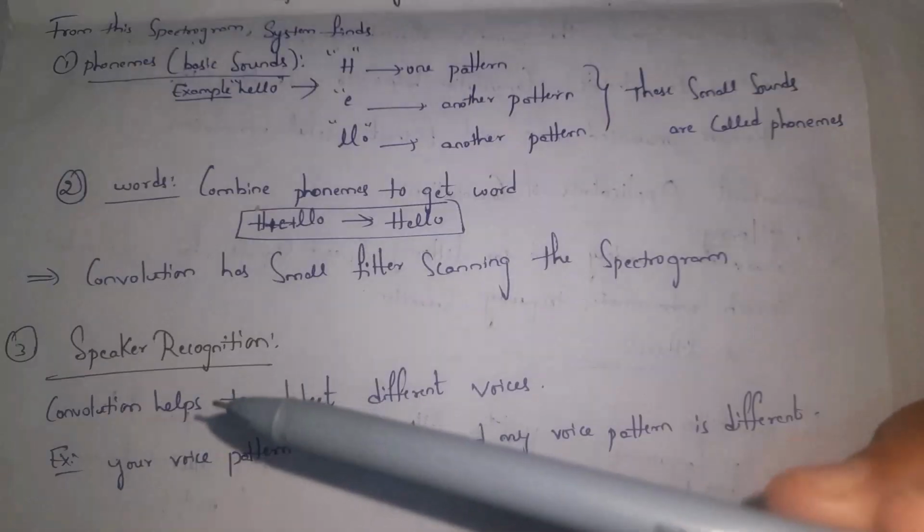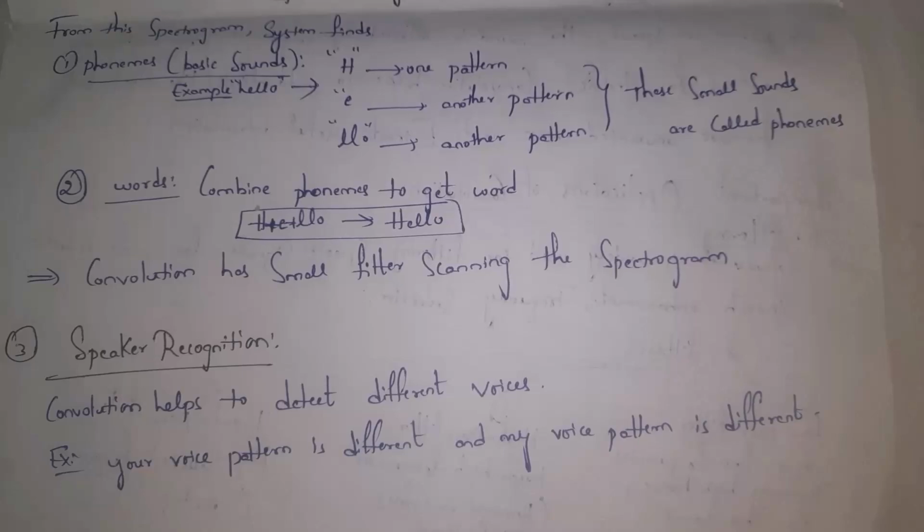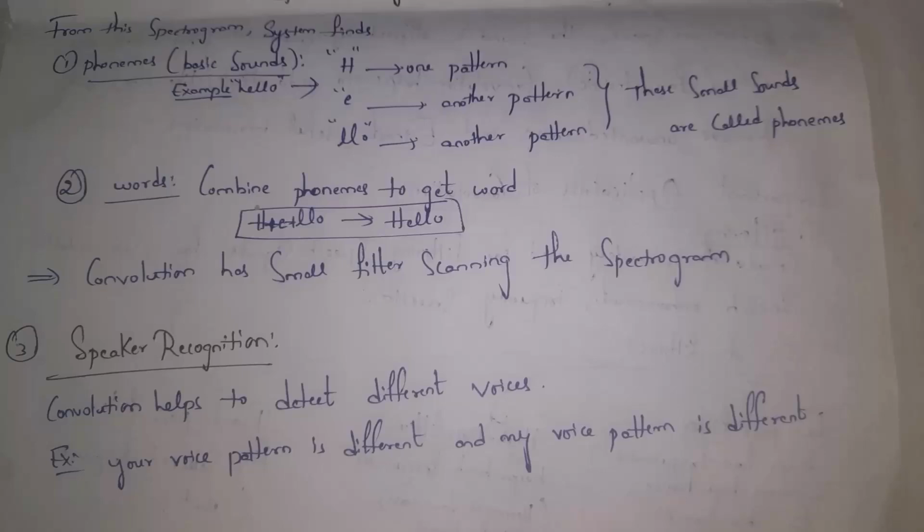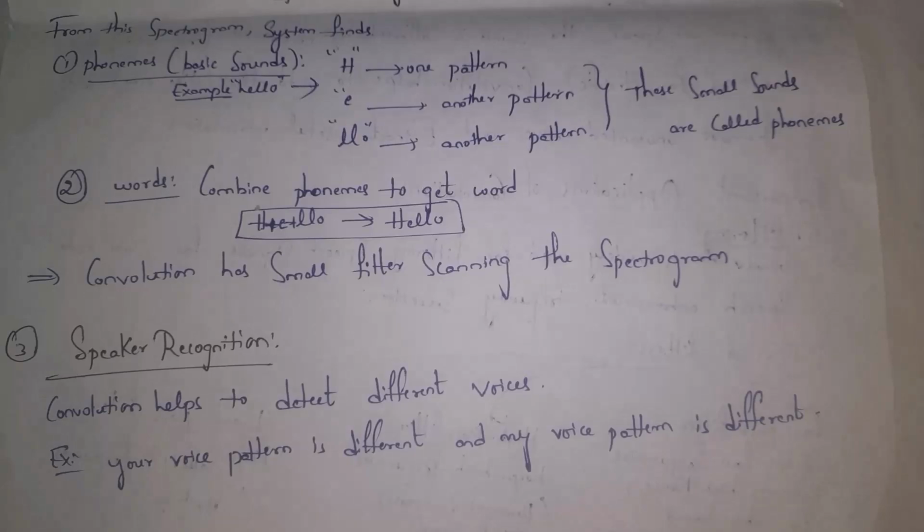And the third one is speaker recognition. Guys, by using convolution, we can identify various voices. For example, if you consider various people, each person will speak in a different voice and each voice is represented in a different pattern. For example, my voice pattern is different and my friend's voice pattern is different. So convolution can detect various voices.